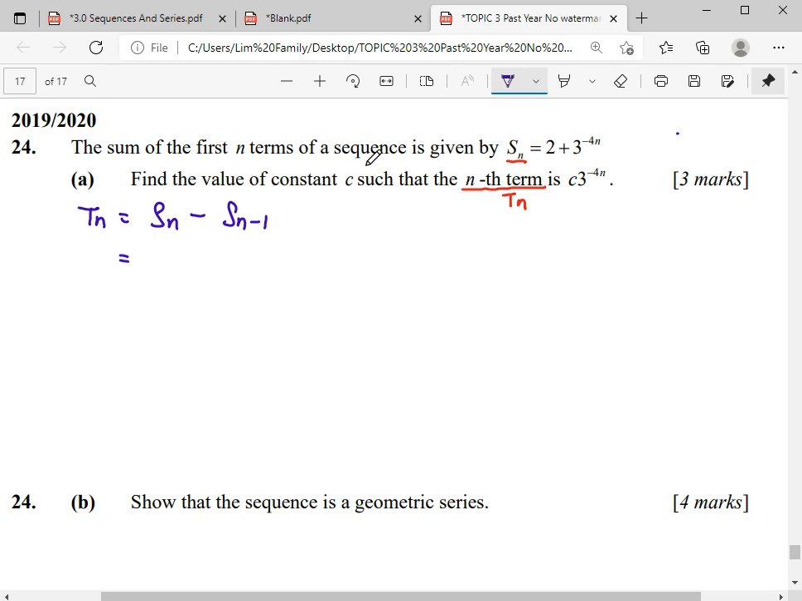It doesn't tell us whether this is arithmetic or geometry, but they already give us the formula, so we use the formula given here, 2 plus 3 to the power of negative 4n. How about S(n minus 1)? The n here will be substituted by n minus 1. So my sum to n minus 1 will be 2 plus 3 to the power of negative 4(n minus 1). Alright, we have to simplify it in order to get our n term.